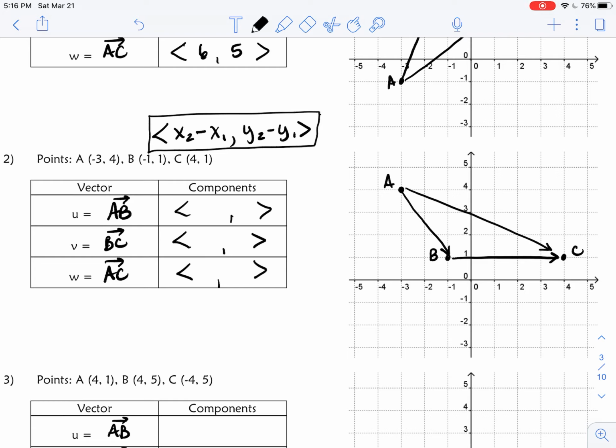All right, so there are my vectors. Okay, and so if I want to use the method where I'm subtracting the horizontal and vertical components, I want to go ahead and label my points with their values, with their x and y values.